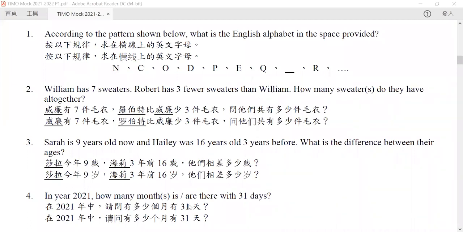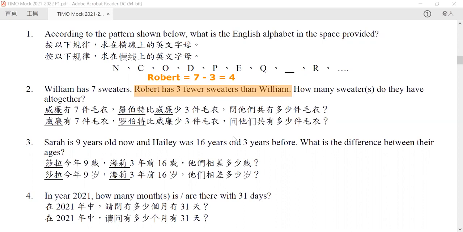Just by this statement, Robert has 3 fewer sweaters than William, we can calculate how many Robert has, right? Because he has 3 fewer than William, but William has how many of them? He has 7, right? So it will be 7 minus 3, which represents 4. So Robert actually has 4 sweaters.